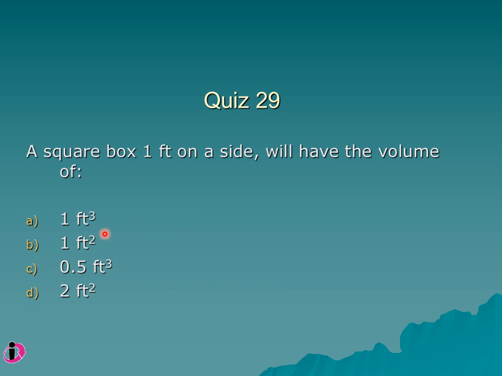You have a square box of 1 feet on a side. If you calculate the volume, you'll be multiplying 1 feet times 1 feet times 1 feet, right? That will be 1 feet cube. Right answer is 8.